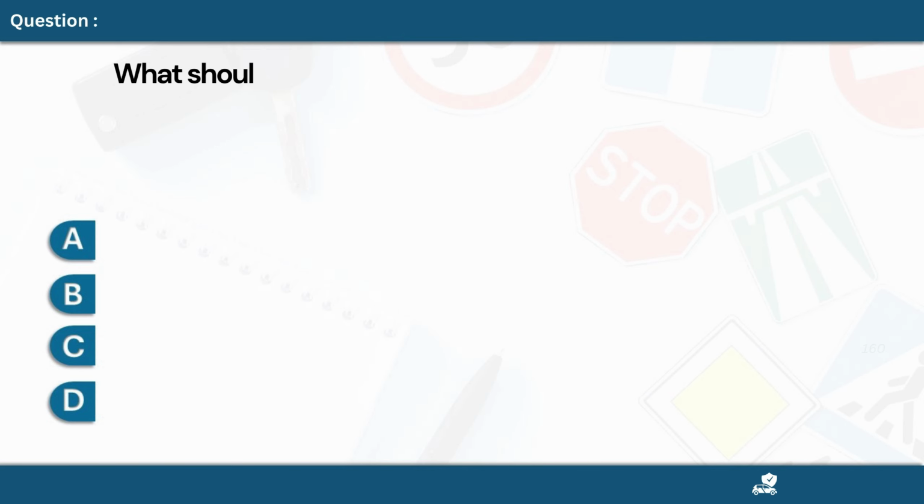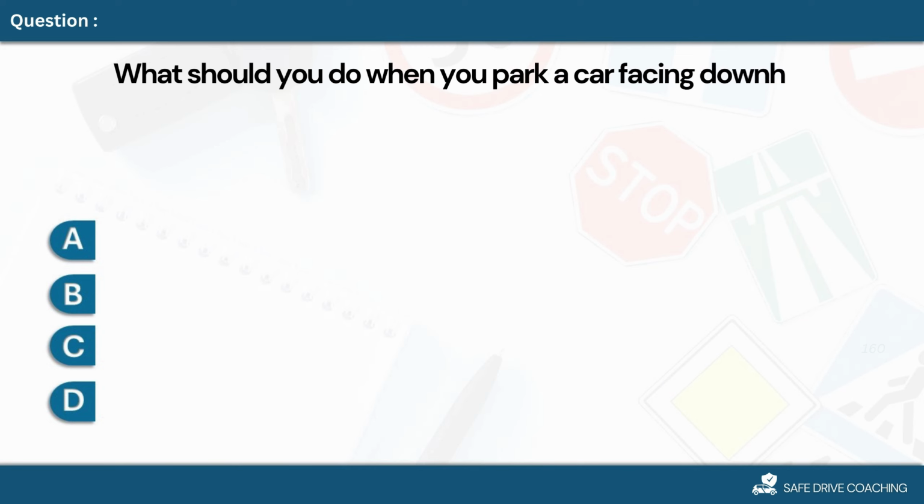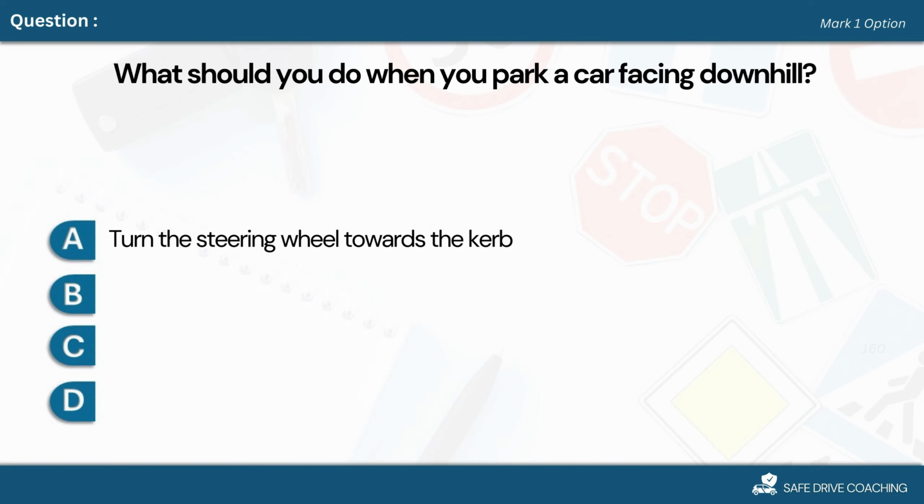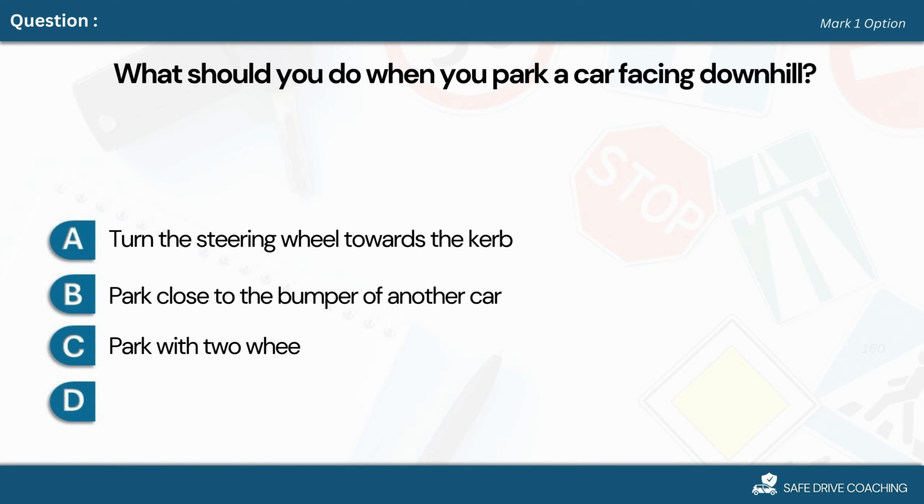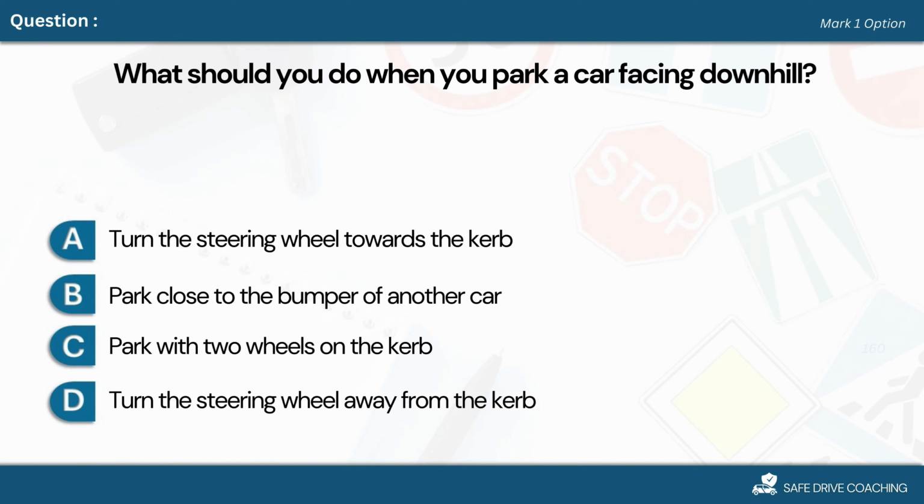What should you do when you park a car facing downhill? A. Turn the steering wheel towards the curb. B. Park close to the bumper of another car. C. Park with two wheels on the curb. D. Turn the steering wheel away from the curb.